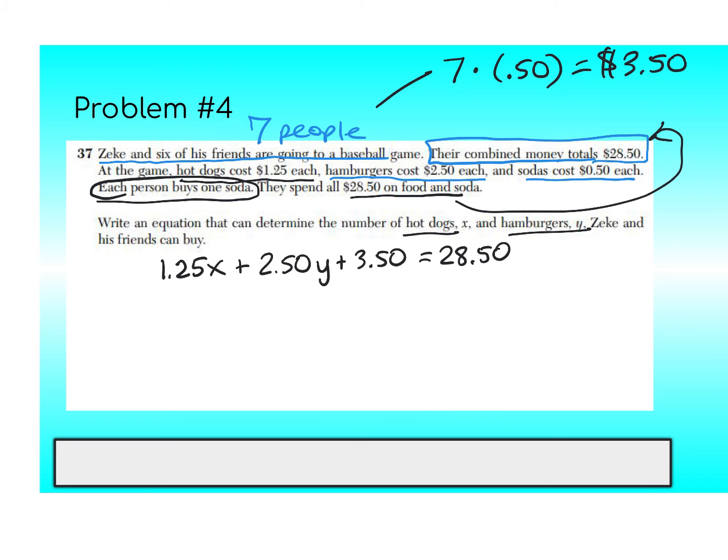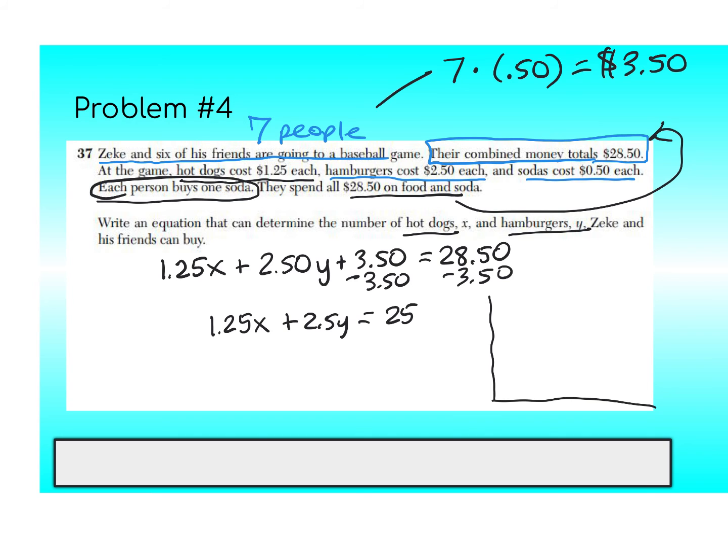You could clean this up a little bit by moving your $3.50 to the other side, or never including it in the first place and just writing this equation, $1.25x plus $2.50y equals 25. Okay, dropping off your decimals, that's totally okay. And then you don't know how many hamburgers and hot dogs they have. You would need to graph this. We're not going to do this as part of this problem, but you would graph it.